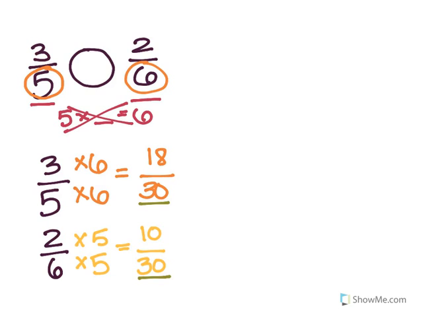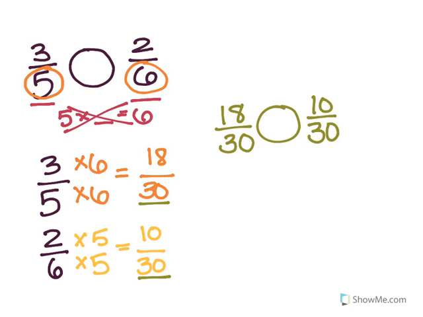So now I can compare those 2 fractions. So I have 18/30ths and I'm comparing it with 10/30ths. This is just another way you can make your denominators the same. So as I look at these, I can see 18 is bigger than 10. So in the end, 3/5 was bigger than 2/6.